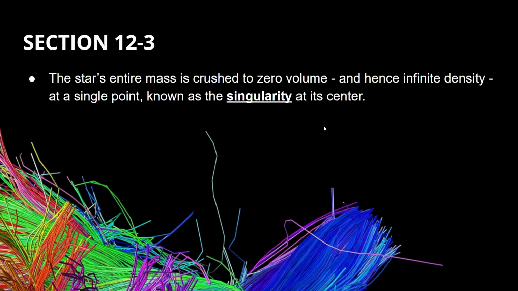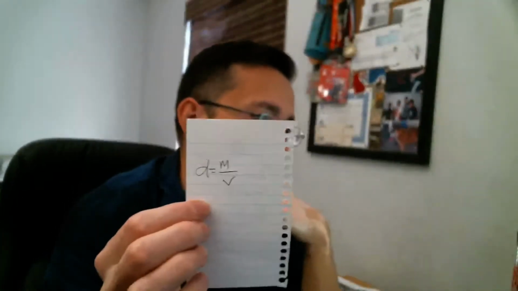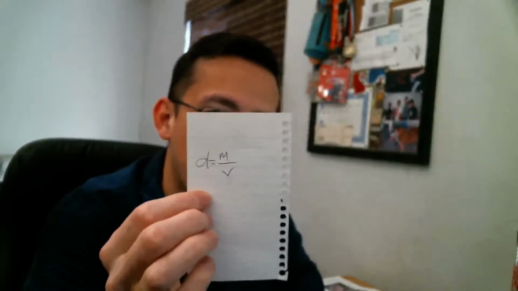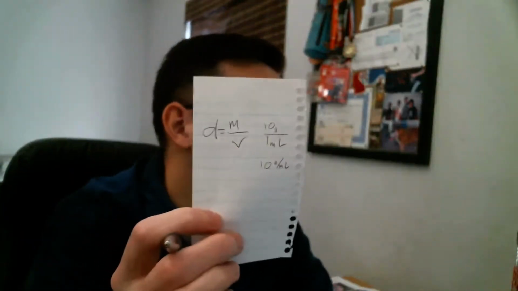The star's entire mass is crushed to zero volume, and hence infinite density, at a single point known as the singularity. So in math, probably in algebra or even in science, I know you learned, if you had me for 8th grade, you learned this. Density equals mass divided by volume. All right, so if you want to know how dense something is, you put its mass divided by its volume, and you can find it out. So for example, if something was 10 grams and it took up 1 milliliter of space, that means the density is 10 grams per milliliter.